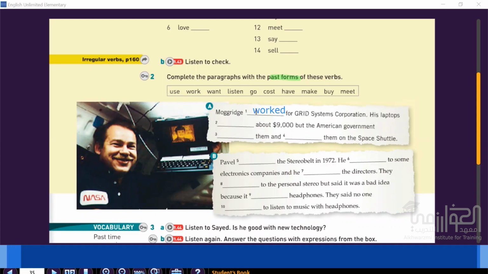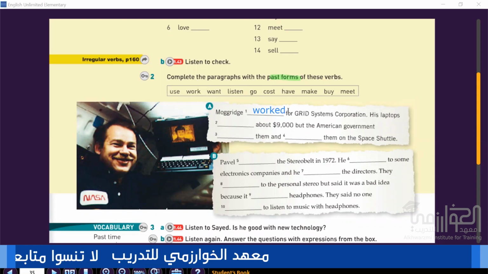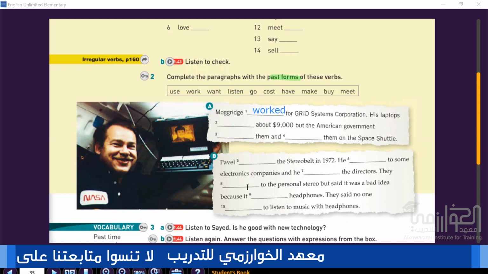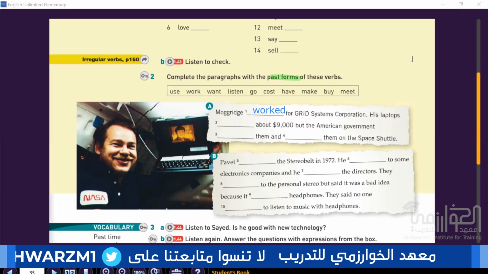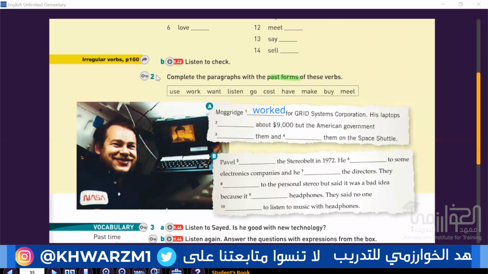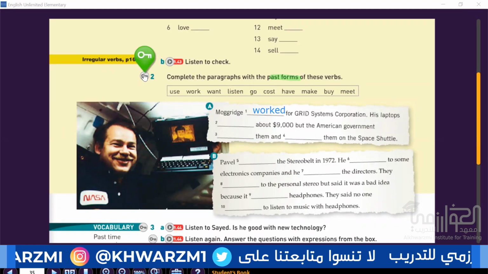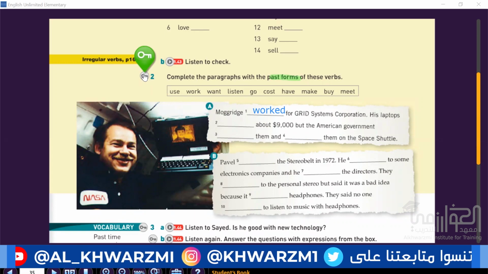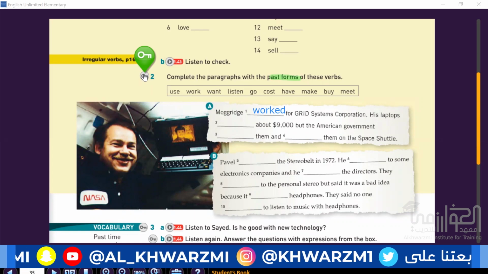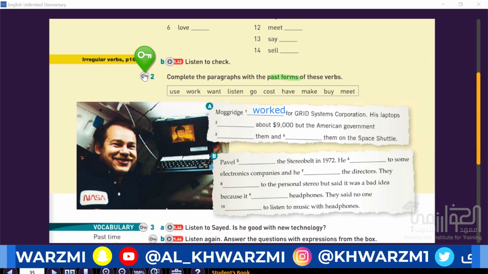So this is the first answer. Margaret worked. We take the answer from here, work. This is the answer, but you must change it to the past, so you add ed. This is what I want you to do for the rest. Now let's look at the answers for the rest of the questions. Pause your video and finish before you check your answers.